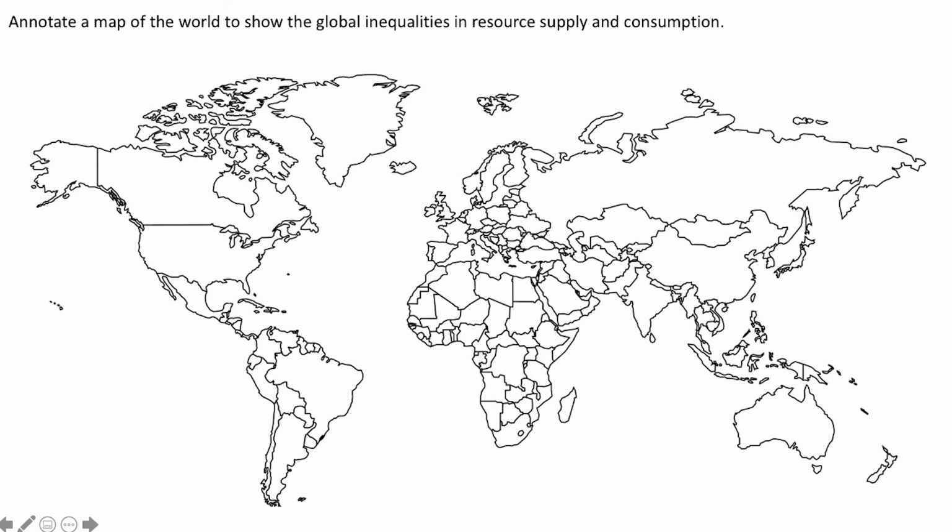The final task for today involves looking at a blank map of the world. So take a moment to look at this blank map of the world and then, using what we've covered so far and maybe using a revision guide or notes that you've taken, you'll need to annotate the map of the world to show the global inequalities in resource supply and consumption. Pause the video here whilst you add some notes to your blank map, and then as you move on you will see another slide with some of the answers that you might wish to include on your map as well. So pause now.